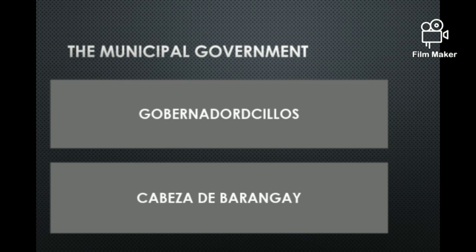Each province was divided into several towns or pueblos, and each was headed by a gobernadorcillo. The main duty of the gobernadorcillo is to maintain efficient governance and tax collection. While the cabeza de barangay is responsible for the peace and order of the barrio. They were also recruiting men for public works.